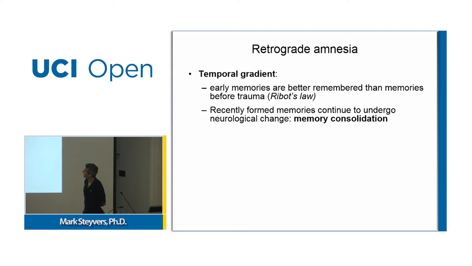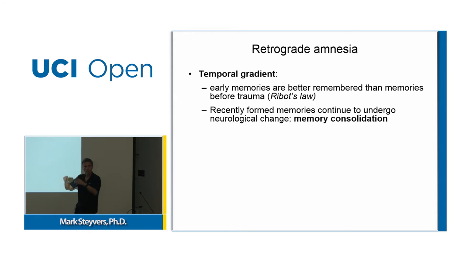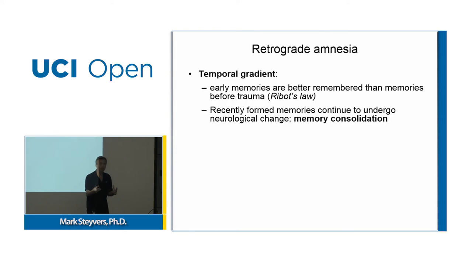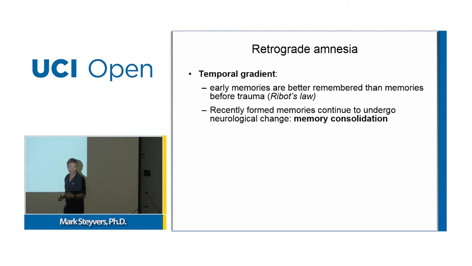And the explanation here is that memories constantly undergo what's called consolidation. Memories are not just formed and then left alone, they're constantly being strengthened and changed over time. The earliest memories are consolidated the most, they're firmly lodged in your mind, whereas the more recent memories are more fragile because they're not consolidated very well. So when you have some head trauma, those recent memories that normally you would retrieve very well might be severely disrupted. But this temporal gradient flips back over time to the regular forgetting curve.